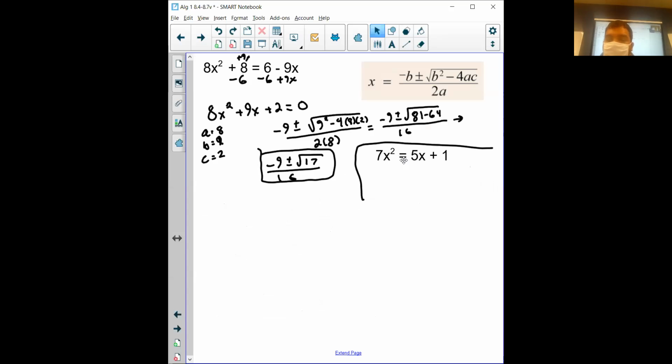The 7x squared equals 5x plus 1. You need to set it so it equals 0. So how can you do that? Minus 5x. So we'll put a minus 5x over here. And what else? It's a plus 1, so you have to do the opposite, which is minus 1. So it's going to look like 7x squared minus 5x minus 1 equals 0.